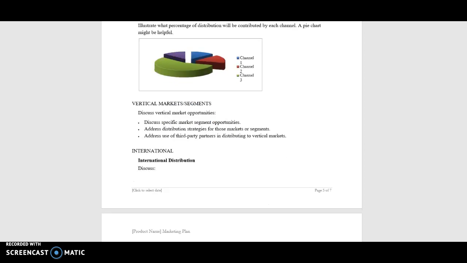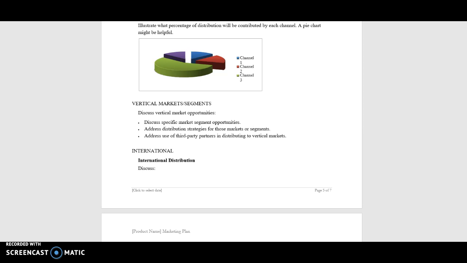Now, in terms of vertical markets, I just talked about it. Are you going to use a third-party partner to distribute? A third-party partner would be like a Neiman Marcus. Are you going to go direct to the consumer through online or through your own store? So you're just getting into more detail here about how the consumer is going to receive the product. And are you going to sell differently to the different target markets, or market segmentations, excuse me.